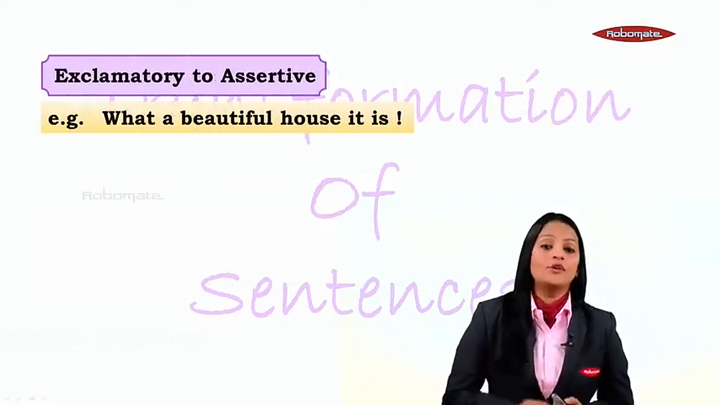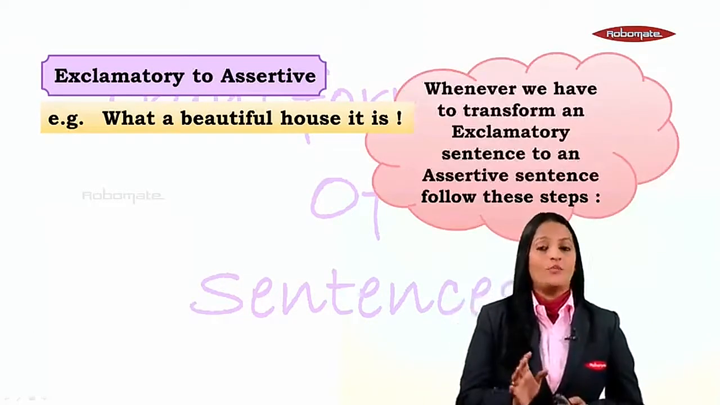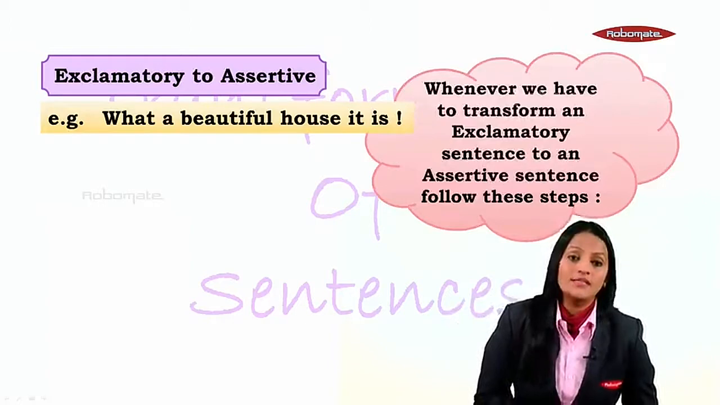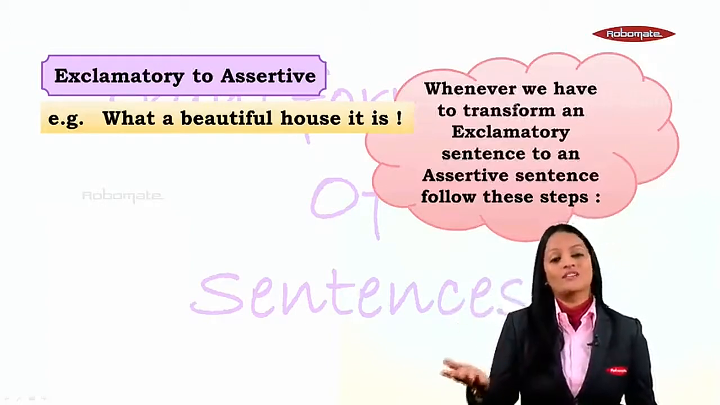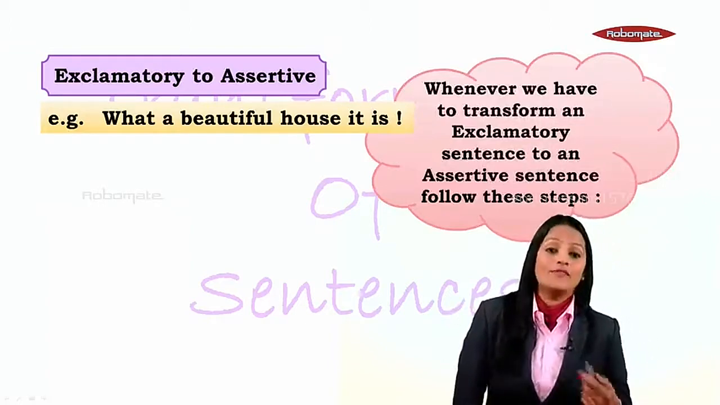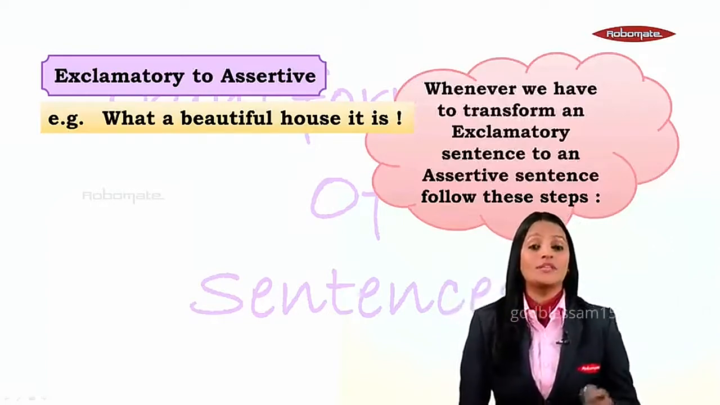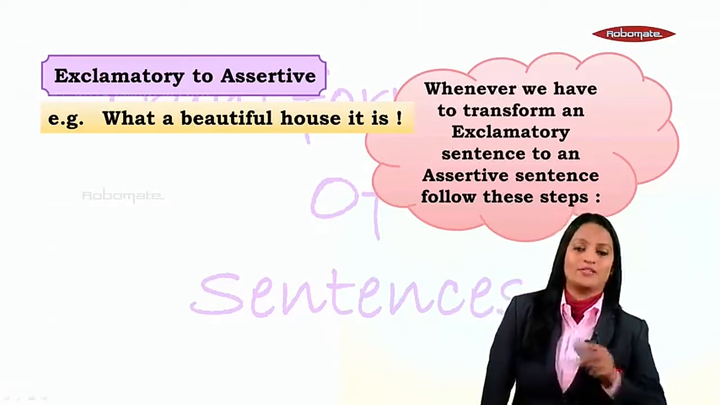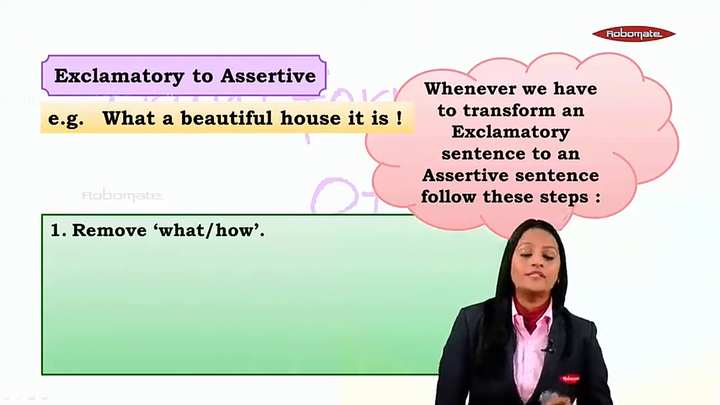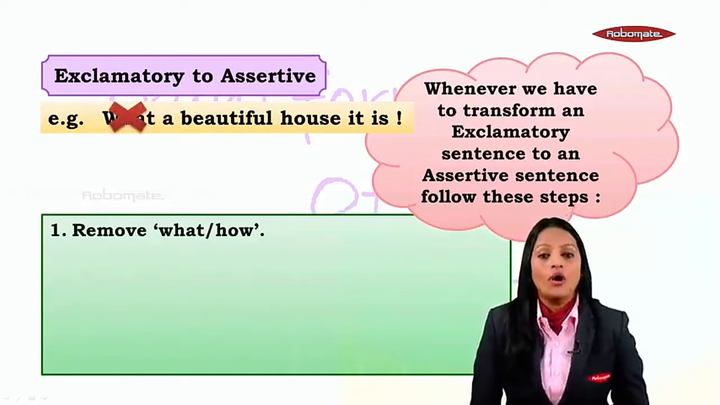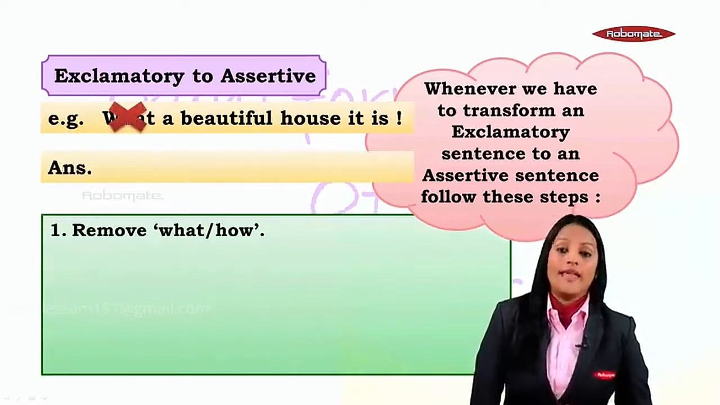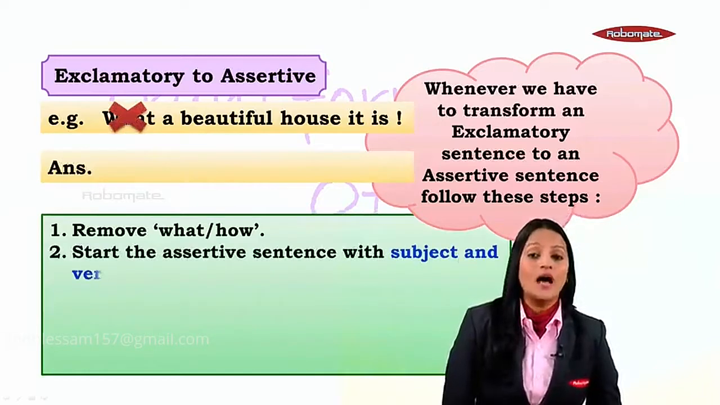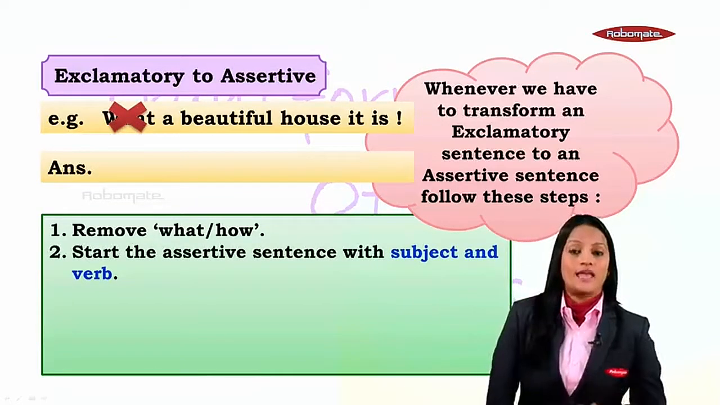Now, what a beautiful house it is. First and foremost, it is an exclamatory sentence. It is ending in an exclamatory mark and starts with a what or how. Now we have to make it into assertive. And remember, students, assertive is subject plus verb first. Okay? So, the first step, remove the what or how. Next, what do we do? We start with the subject and the verb.